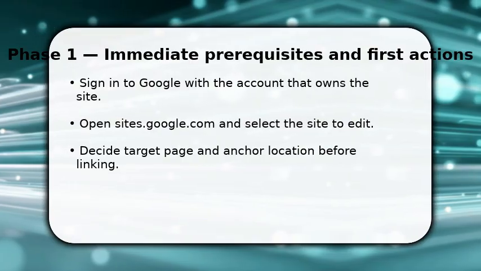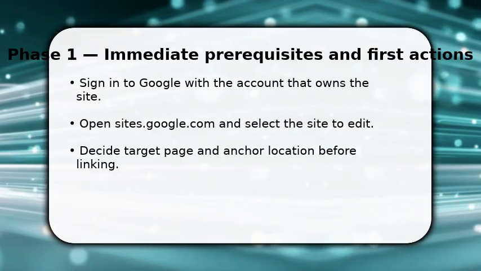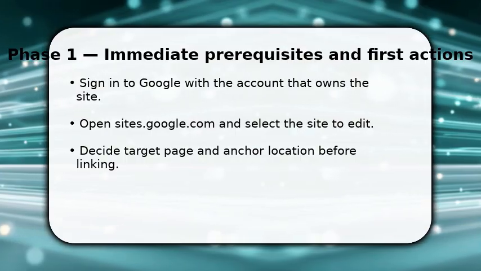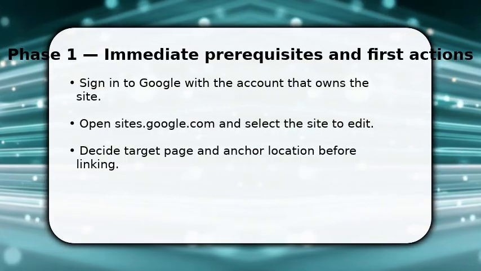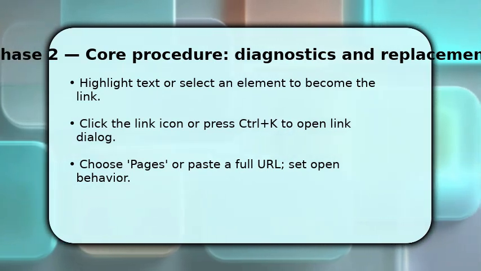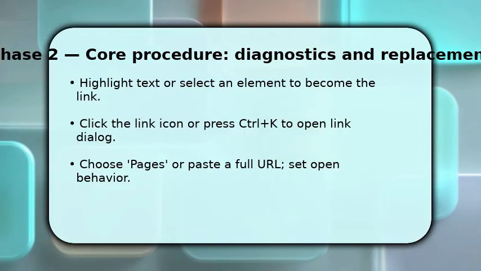Now, click the page you want to add the link from and select the text or element that will become the clickable link. This is your first actionable step. Next, highlight the text or select the image or button you'll link. This is where you tell Google Sites where users should go.